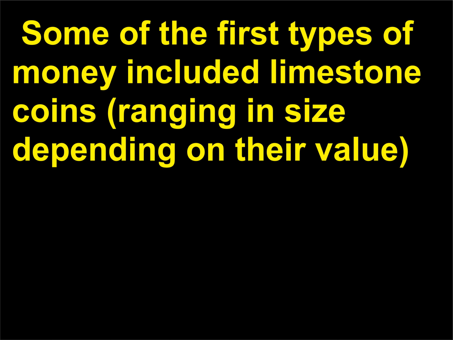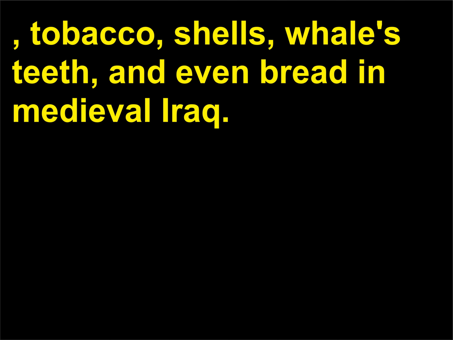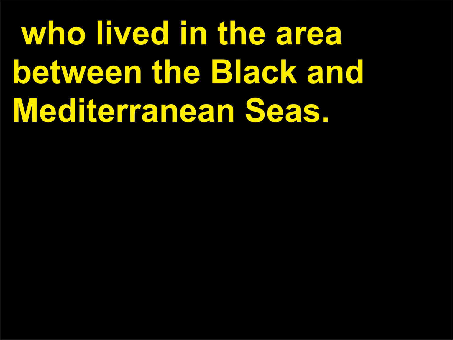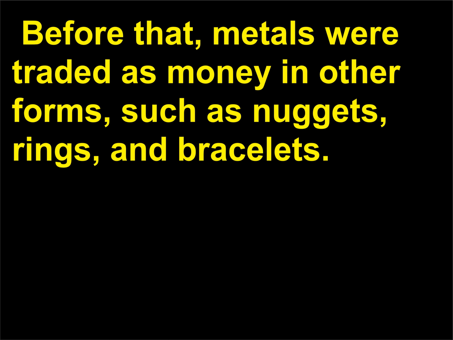Some of the first types of money included limestone coins, ranging in size depending on their value. Tobacco, shells, whale's teeth, and even bread in medieval Iraq. The use of gold and silver coins is thought to have started around 650 BCE by the Lydians, who lived in the area between the Black and Mediterranean seas. Before that, metals were traded as money in other forms, such as nuggets, rings, and bracelets.